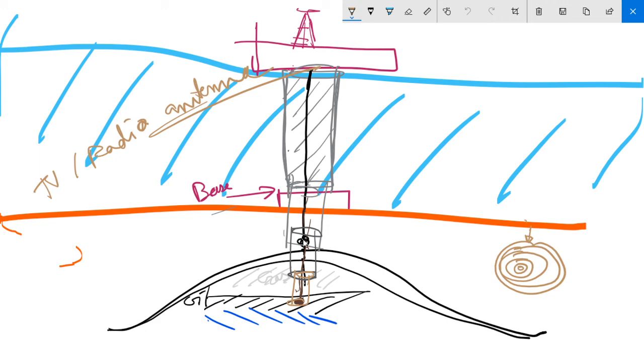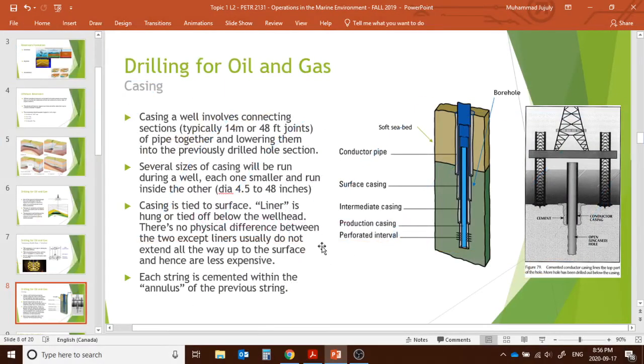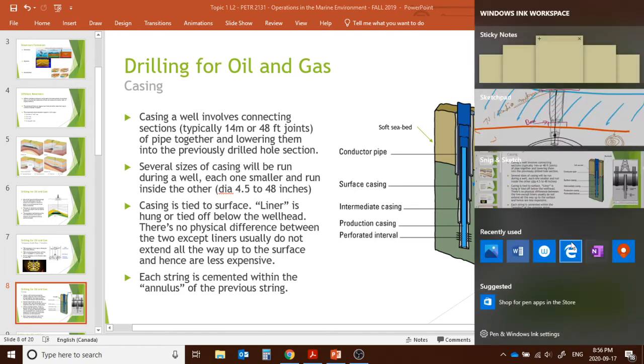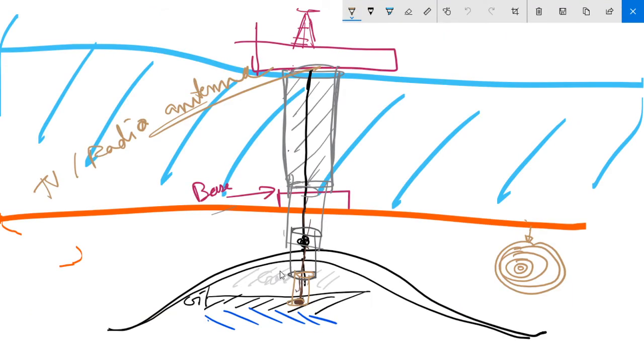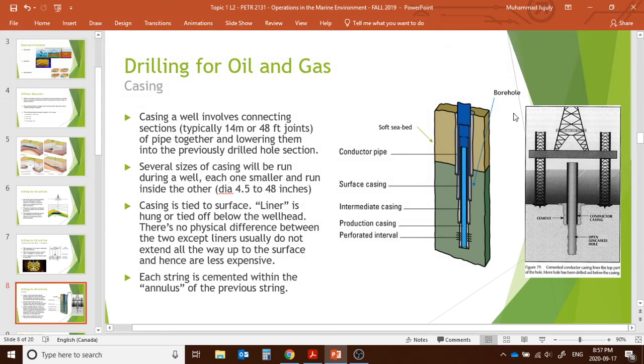If this is the conductor, this is the surface casing, and the intermediate casing, and finally the production casing, the final one. And you can add another one, the perforated casing. That's for a different purpose. When the crude oil is very thick, we can put hot water or other things in here and perforate it. But usually this is the case. That's a special case. So these are the types of casing.